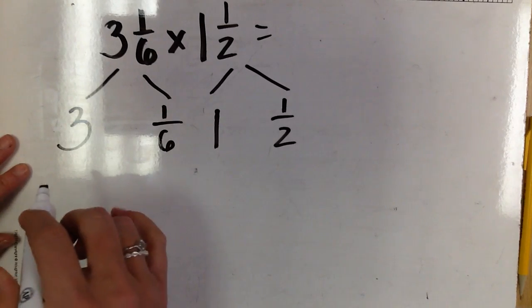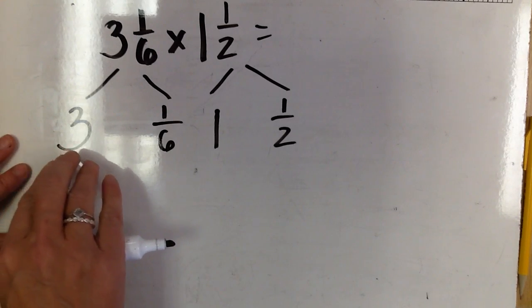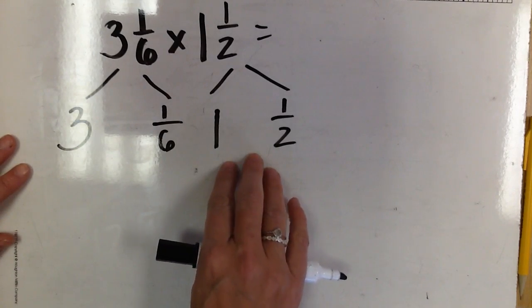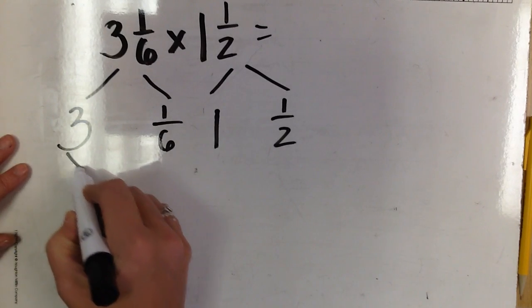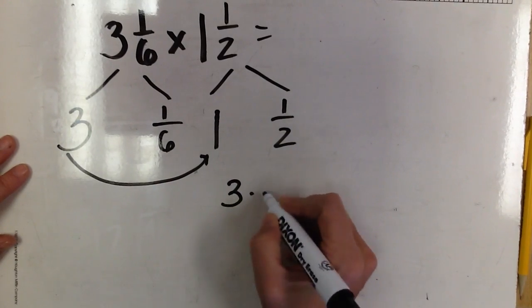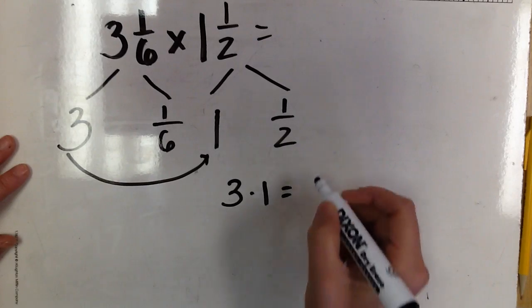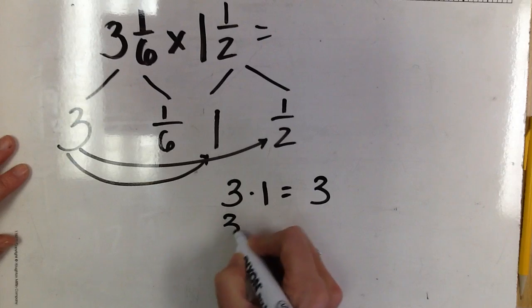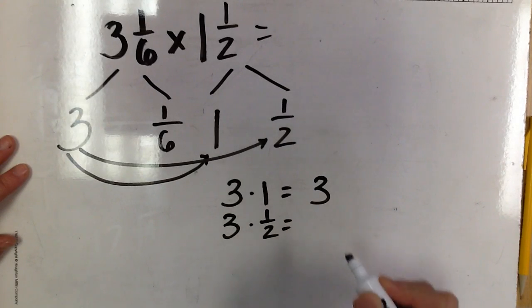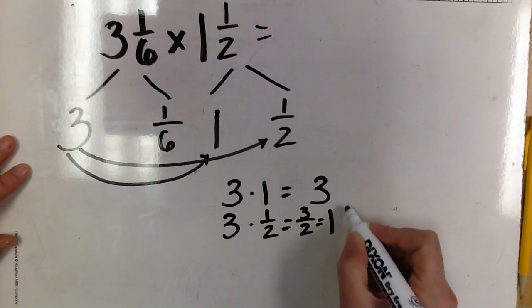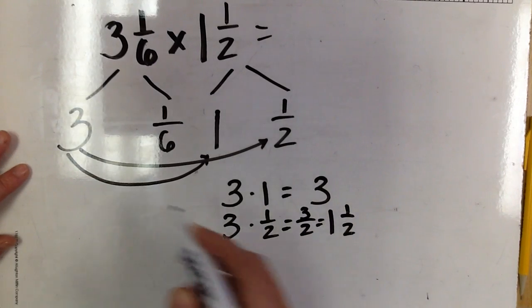And then I'm going to multiply each of my factors from this mixed number by each of my factors in this mixed number. So I'm going to start here and I'm going to multiply 3 times 1. So I'm going to write my equations here. 3 times 1 is 3. Then I'm going to multiply 3 times 1/2, which gives me 3/2, which is equal to 1 1/2.